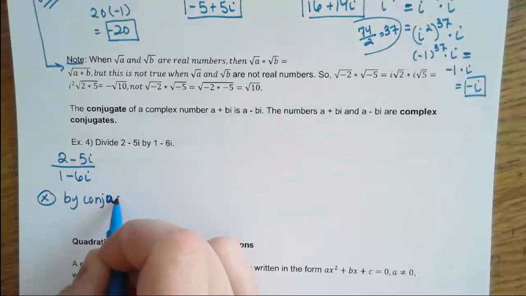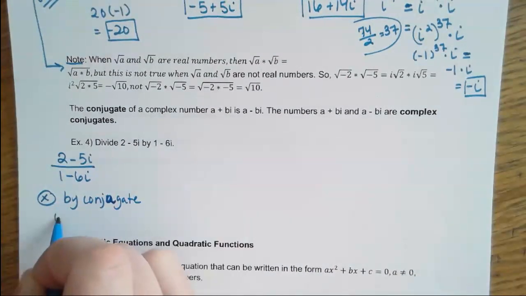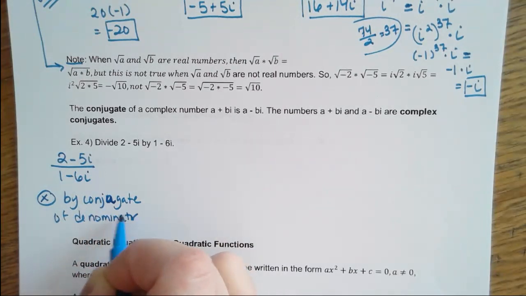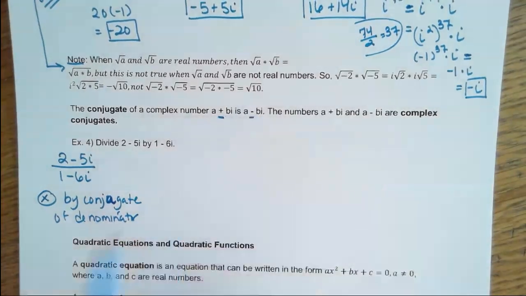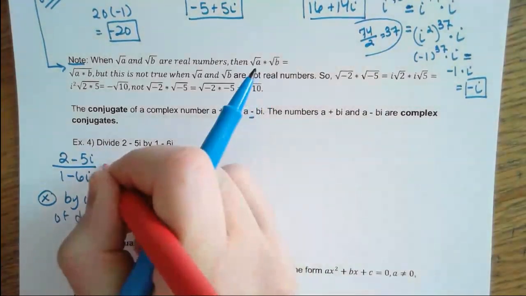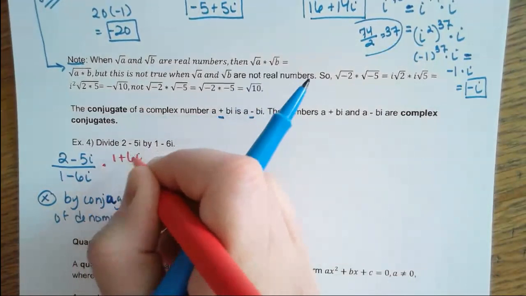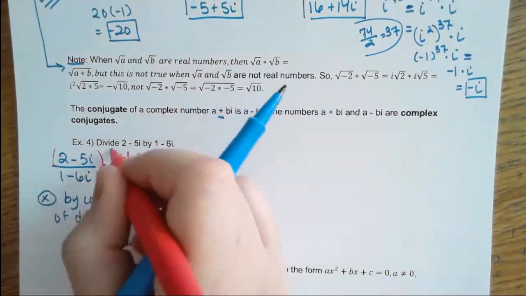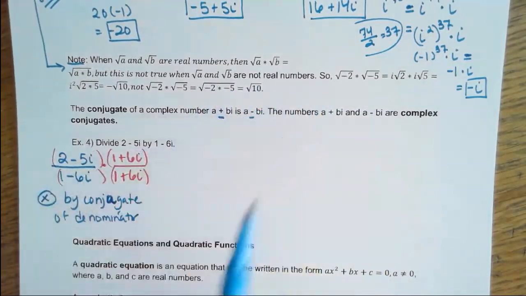What I'm going to do is multiply by the conjugate of the denominator. And all that changes is you just change the sign in the middle. So for instance, I'm going to multiply this by 1 plus 6i over 1 plus 6i. And I'm just going to go ahead and do some distributing out here.